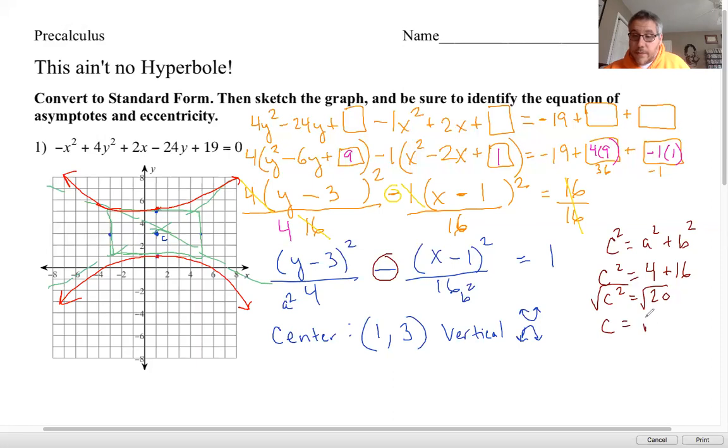So c equals the square root of 20, which you could simplify as 4 times 5, so that's 2 root 5. But to get a grasp about how far to go in the picture, I do want the decimal. The square root of 20 is roughly approximately 4.5. So since this is a vertically oriented hyperbola, I start at the center and go 1, 2, 3, 4 and a pinch. That's one focal point. And then from the center, 1, 2, 3, 4, and a pinch.